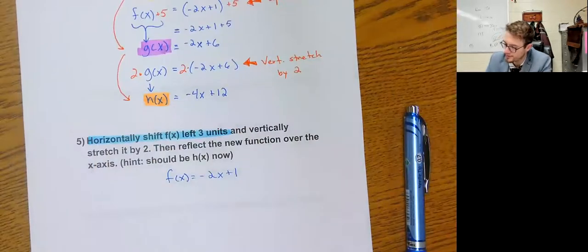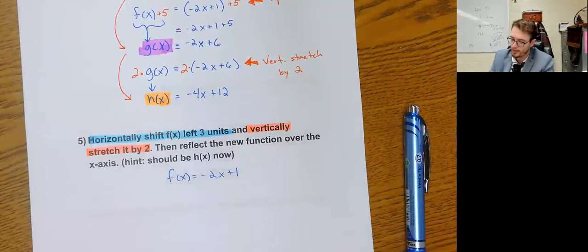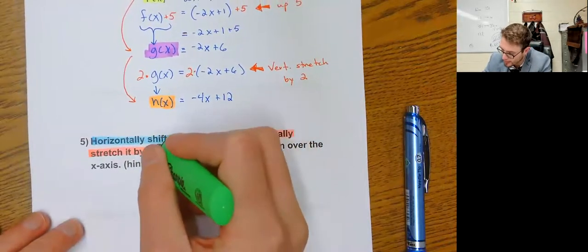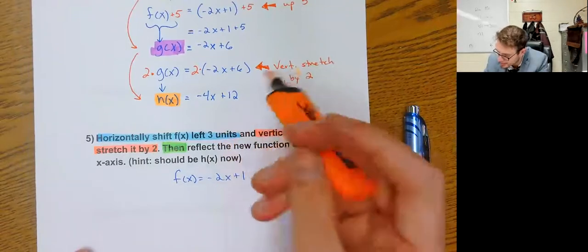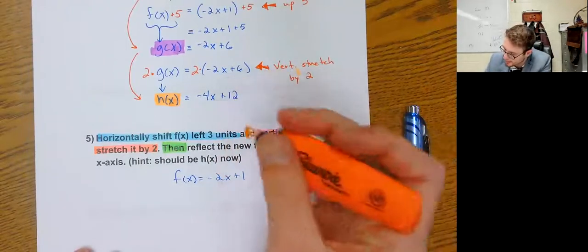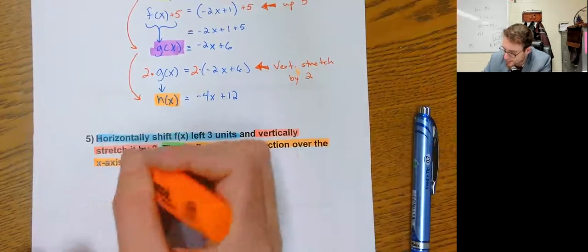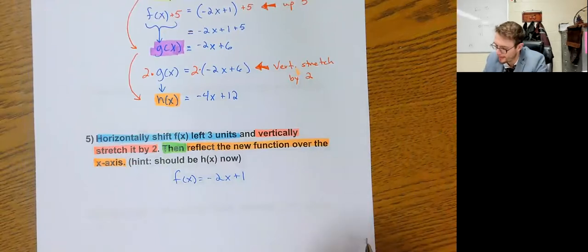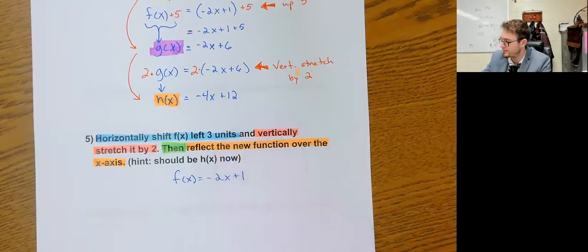and vertically stretch by 2. Then I'm going to highlight my keyword, just like I did in the problem above it, the word then, and then throw in a third transformation, which will be reflect the new function over the x-axis. Okay, so horizontal shift left 3, vertically stretch by 2.